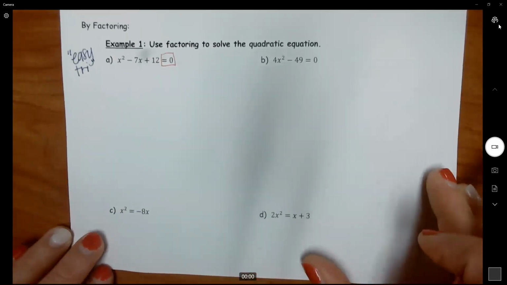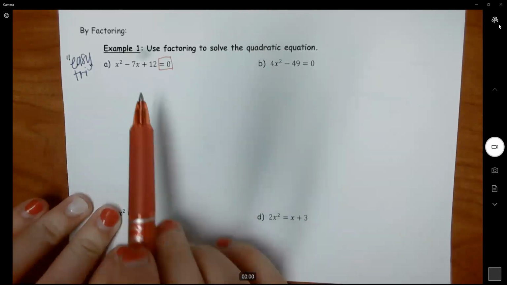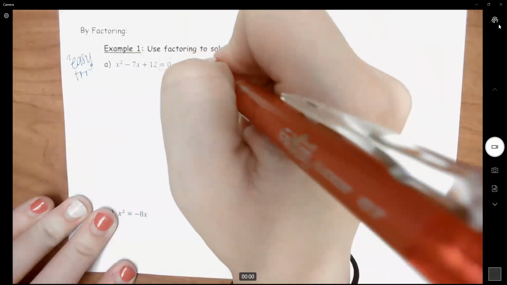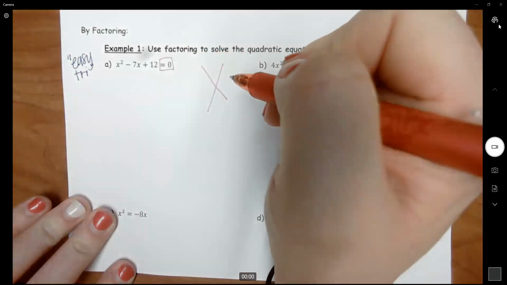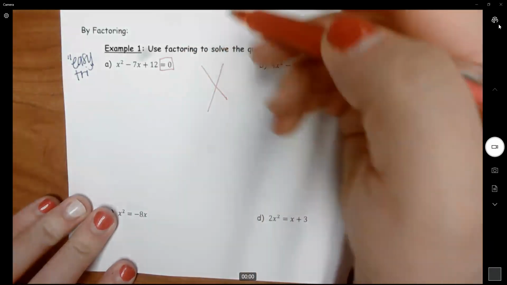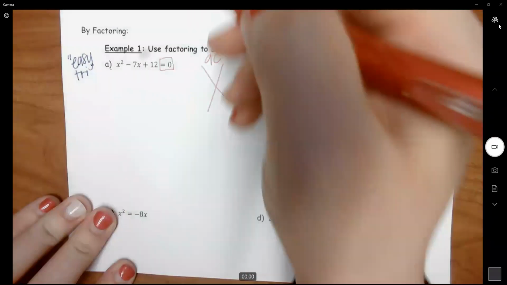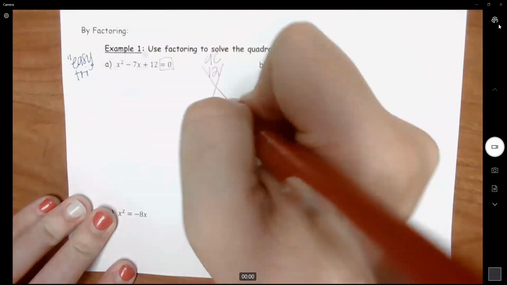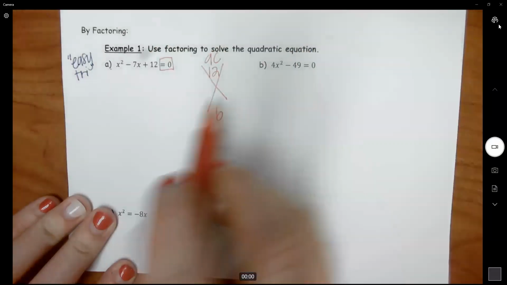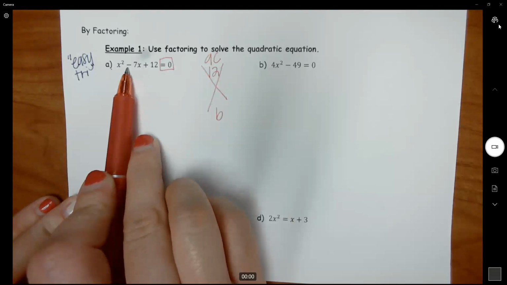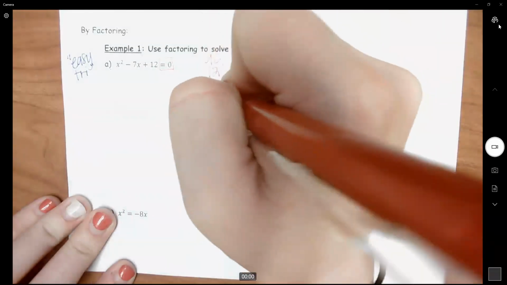When you have an easy trinomial, we already looked for a GCF. We don't have one, so we'll go straight into our x. Up here in the top, we're going to put our a times c, so that's 1 times 12. Down here is our b term. My b term is what goes with this x, and you do need that sign with it. So this is -7.